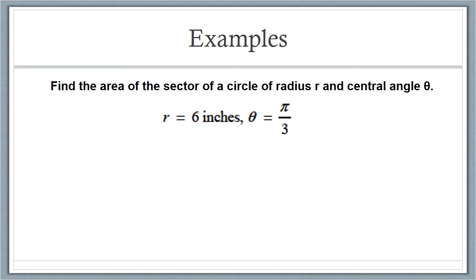Try this out. Pause the recording. Try it out and resume to check your answer.